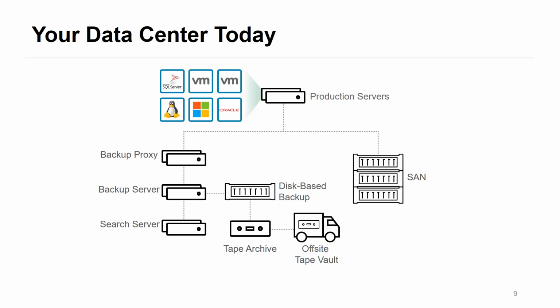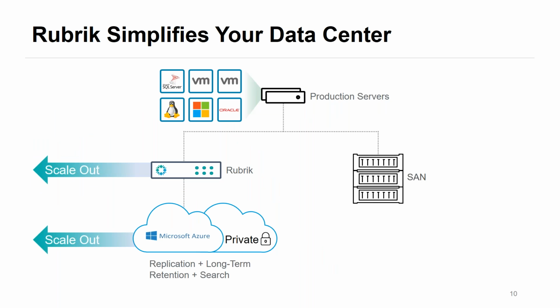So going back to the data center today, and all of you may not have this exact setup, but you can see the complexity in that. Rubrik allows you to eliminate a lot of it, replace it with high performance, very low footprint bricks that can scale out one-to-many bricks, but also replicate to the cloud for replication and long-term retention, search capabilities, indexing, all that good stuff.